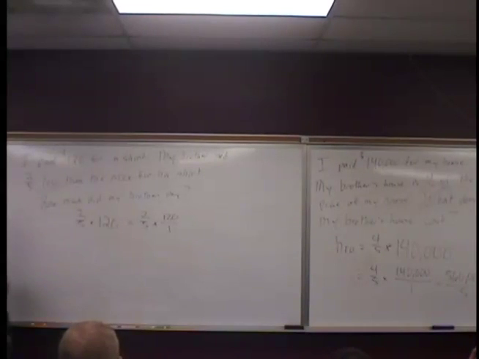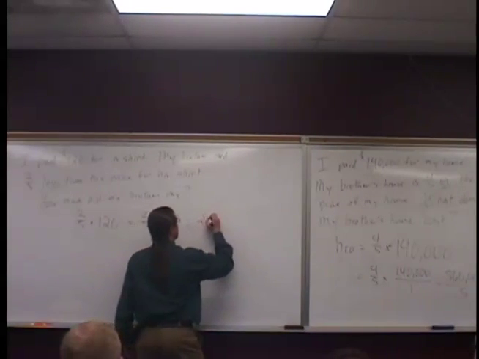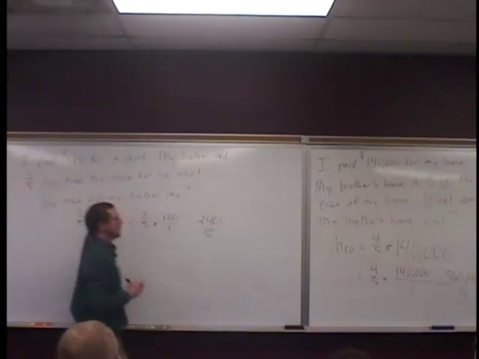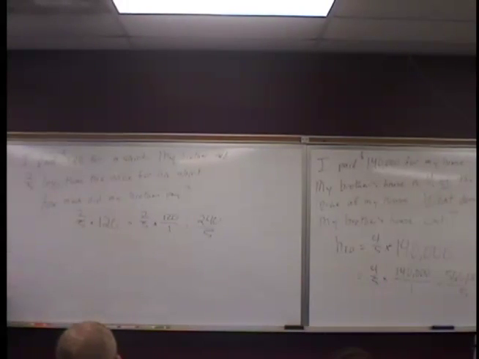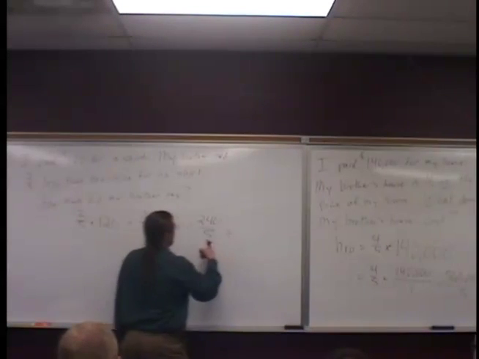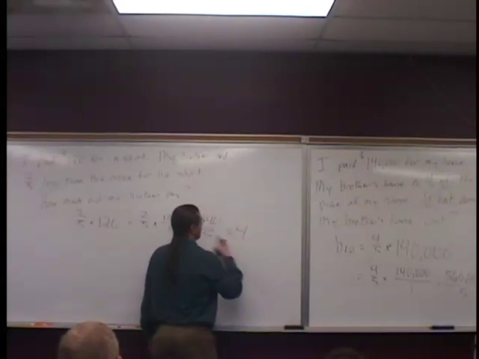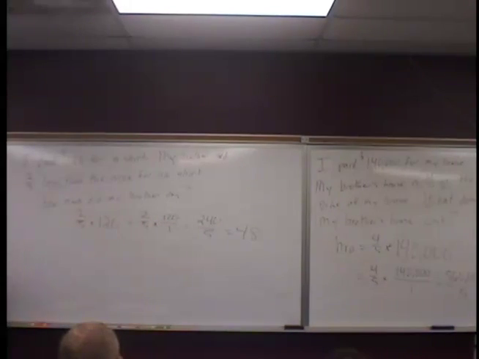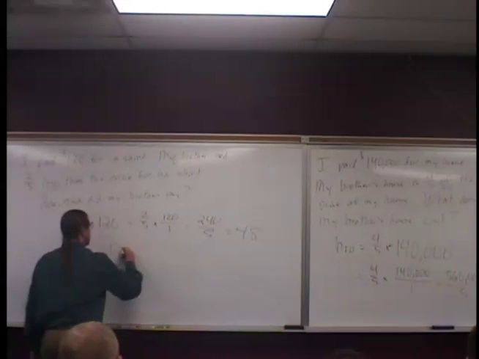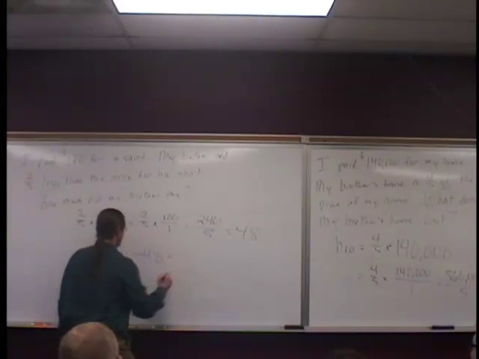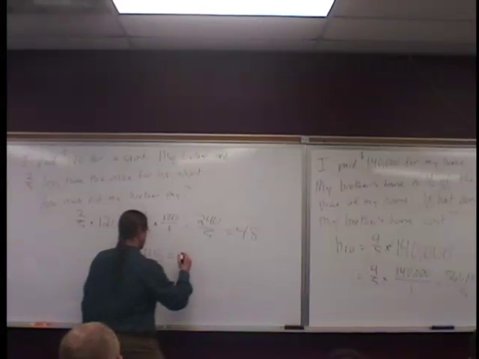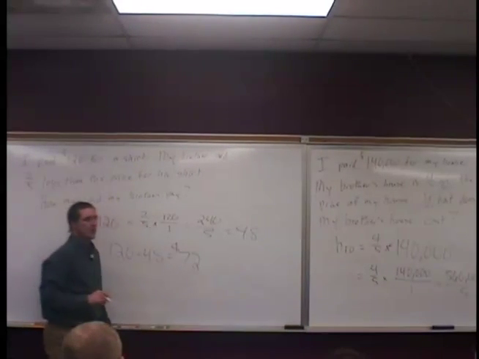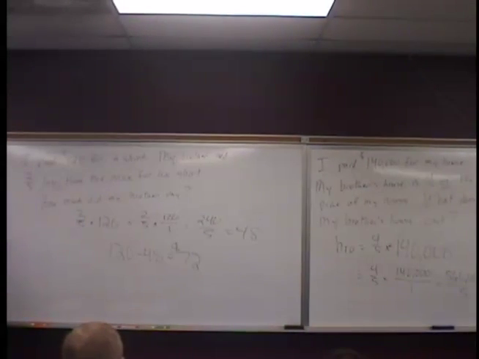It's just good old fractions, folks. 240 over 5. It ends in 0 and ends in 5. This has to divide evenly. 5 goes into 24 4 times, 48. What am I going to do with that 48? Oh, what is that, 72? My brother paid $72 for his shirt.